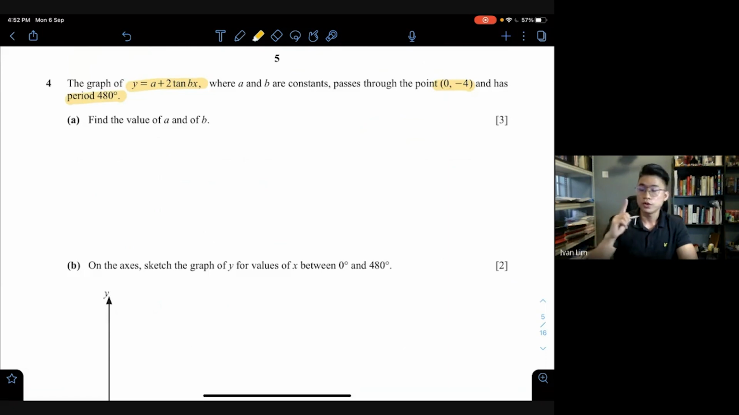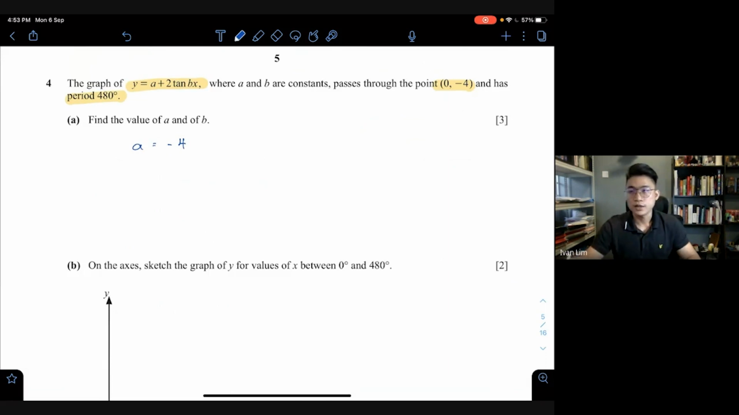Okay, so the very first one, you see, they give you a point (0, -4). They say it passes through the point (0, -4). So to find a, we can actually just substitute the values of 0 and -4. So you actually get a equals -4. Okay, you just sub in lah. The 2 tangent 0 is 0 ma. Okay, so a equals -4.